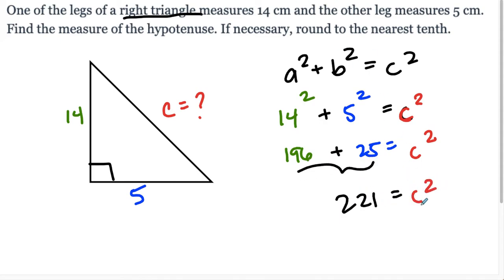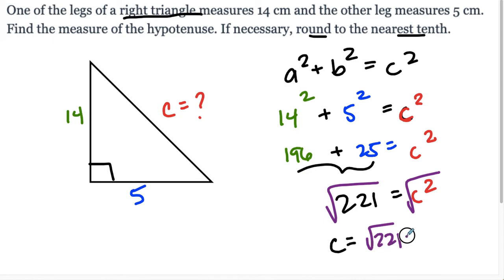Same idea, if you want to find out what c is, you have to take the square root of both sides. The 221 is not a perfect square, so we're going to get a decimal, and we need to round it to the nearest tenth. So c is equal to the square root of 221, which is approximately 14.9.